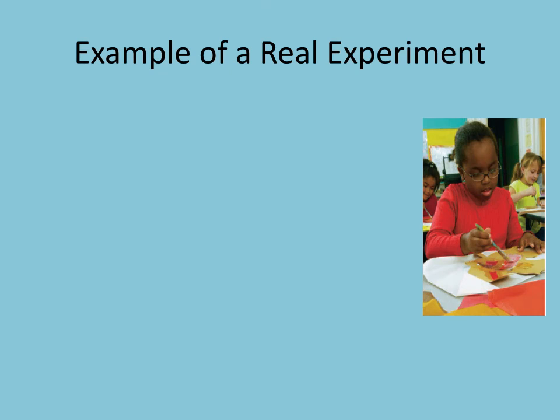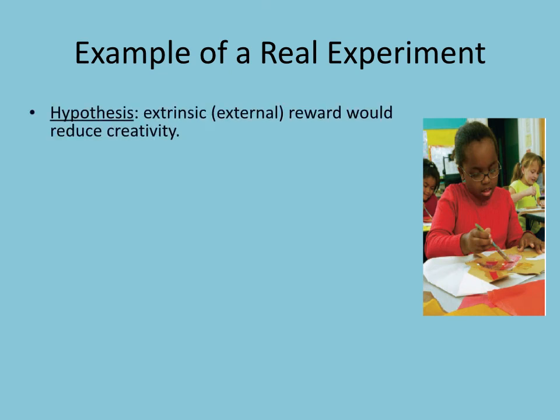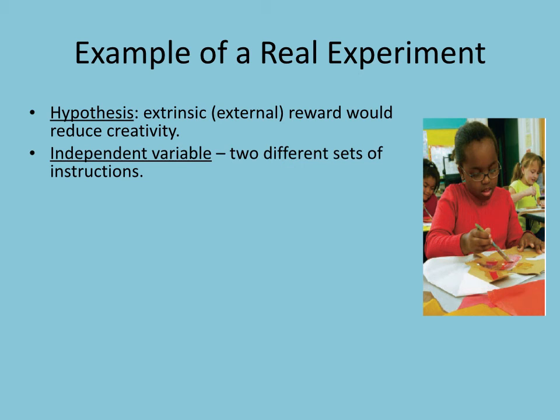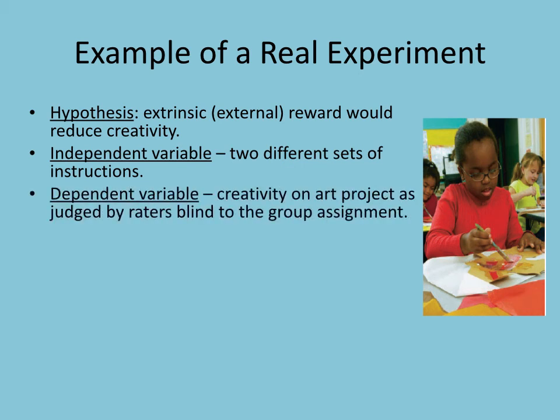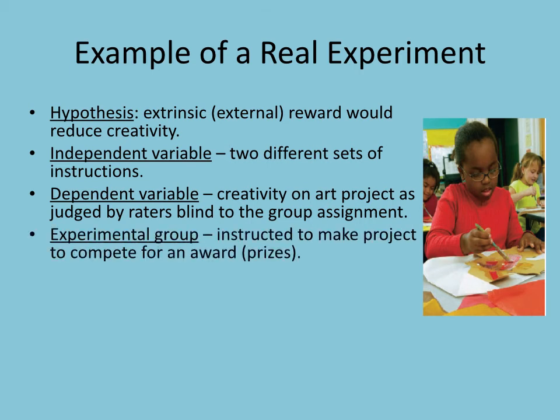Now, an example of a real experiment: the hypothesis is that an external reward would reduce creativity. The independent variable is two sets of instructions. The dependent variable is creativity on our project, judged by raters blind to the group. Okay, so this is just an example of an experiment for you.